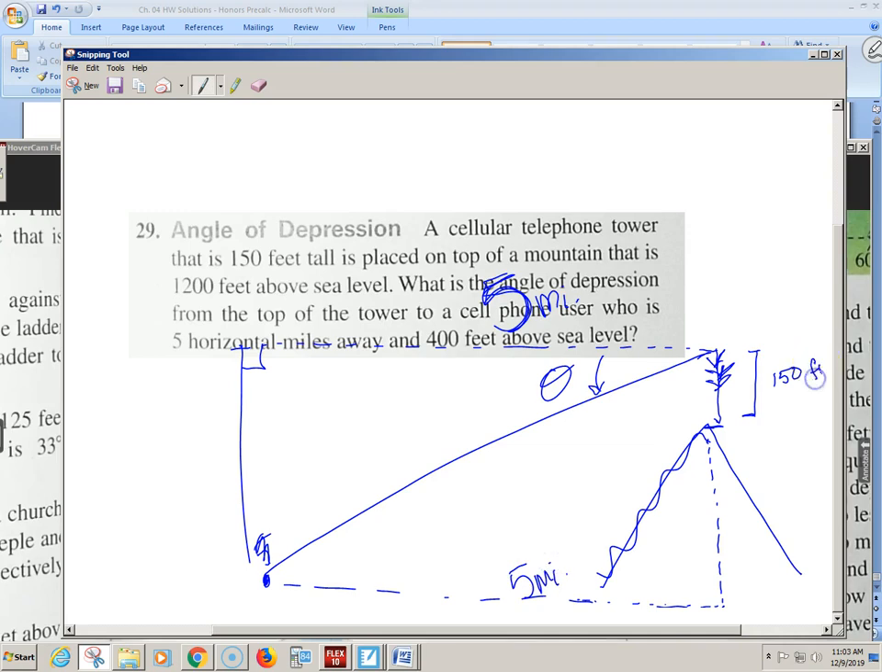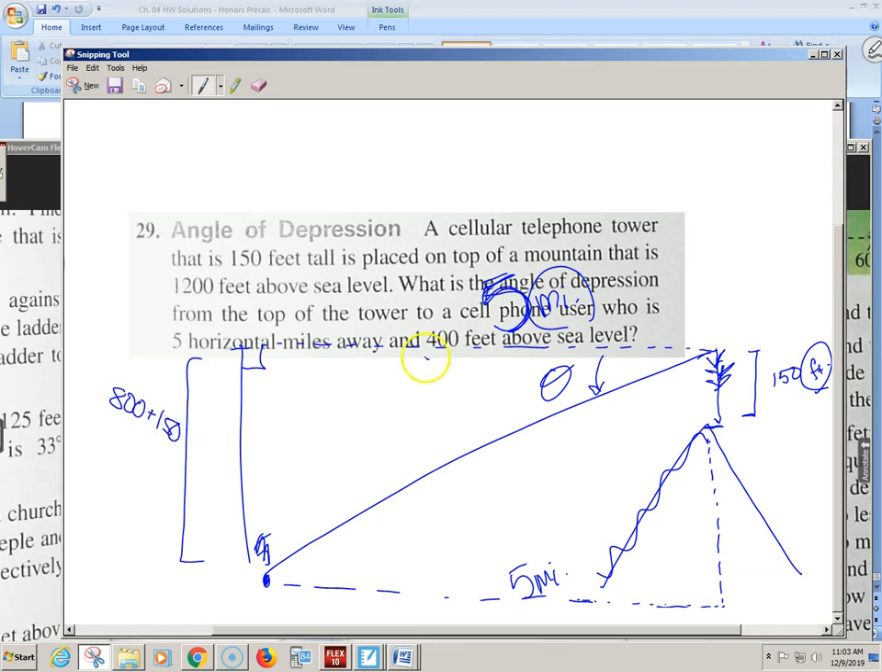Now I have 150 feet. Uh-oh, this is miles. That's feet. That's one issue some of you might not have resolved. I have to get them all in the same units or else I'm in trouble. But then also, how do I know how tall? What's the one clue we haven't used? Why is it not 1,200 plus 150? Why is it only 800 plus 150? Yeah, you have to put it all together.